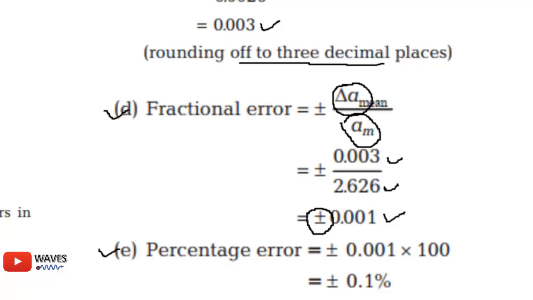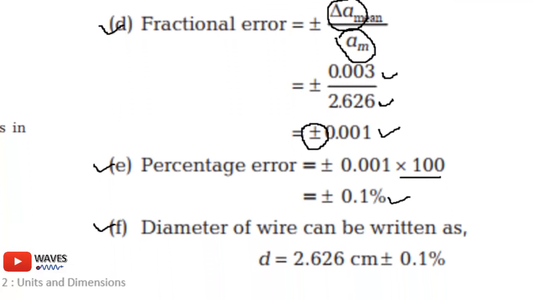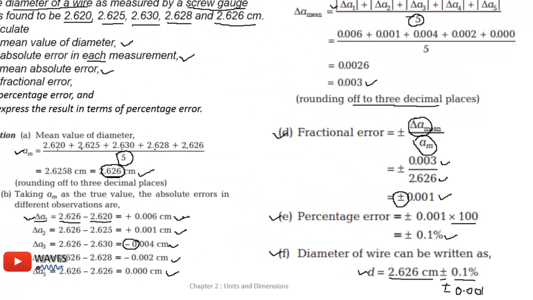Once you have the fractional error, you just multiply it by 100 and you will have the percentage error. Finally, if we need to write down the diameter of the wire, because we have 5 different values, we write the mean value and then plus minus the percentage error. So you can say plus minus 0.1%. In case you don't want to write the percentage value, you can also write it as plus minus 0.001, as we got above for the fractional error. So these are some of the error calculations that you need to do.